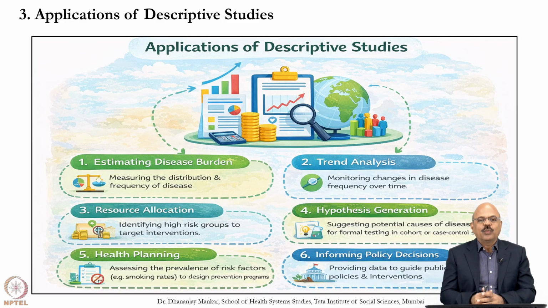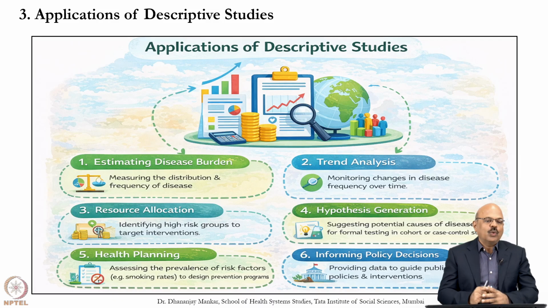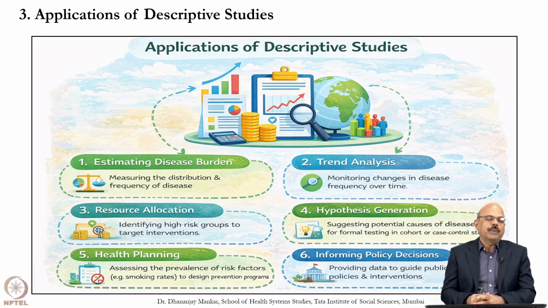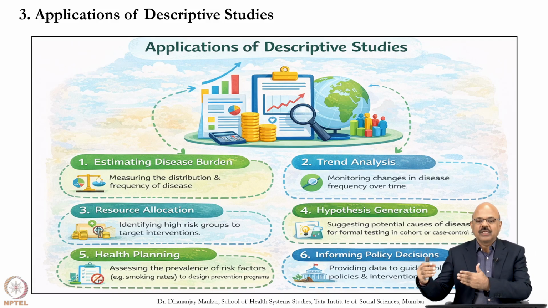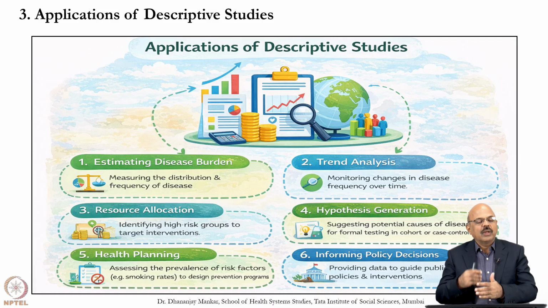Now we'll try to understand the applications of descriptive studies. As we understand, descriptive studies estimate the disease burden. The distribution and the frequency of the disease are measured and estimated. Trend analysis gives us monitoring of changes in disease frequency over a period of time, like months, days and years, and resource allocation by identifying risk groups to target more focused interventions, whether from the state or from the country.